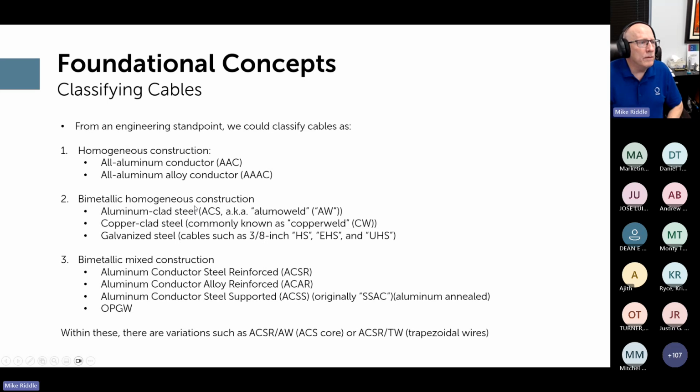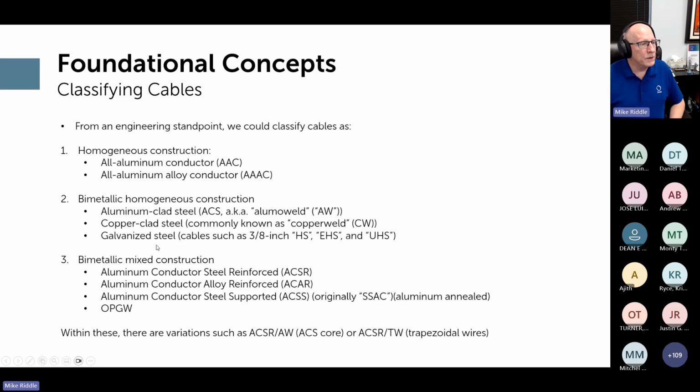Now, from an engineering standpoint, we could classify cables as homogeneous. So examples of these would include all aluminum conductor or all aluminum alloy conductor, AAC and AAAC respectively. They're a bimetallic homogeneous construction. So aluminum clad steel, which is often called Alumaweld. Aluminum clad steel is the more general term. Alumaweld was actually originally a trademark from the company that invented that aluminum clad steel concept. If you got aluminum clad steel, no surprise, you got copper clad steel, commonly called Copperweld.